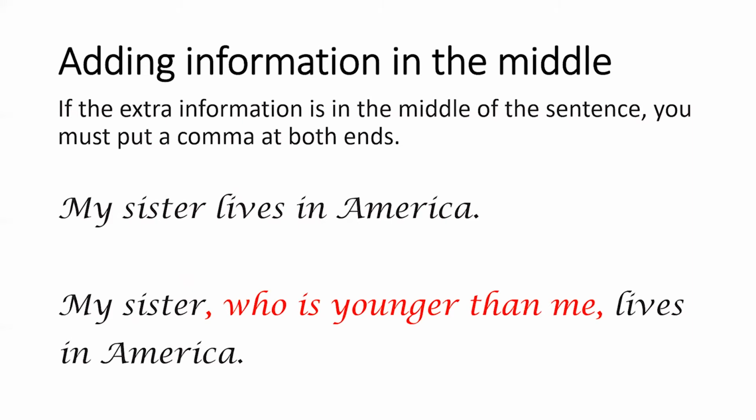I've still got the main sentence, my sister lives in America, but I've dropped some more information in the middle. And so I need to use the commas around that information. So I must have two commas, one at the beginning and one at the end. It's called parenthesis.